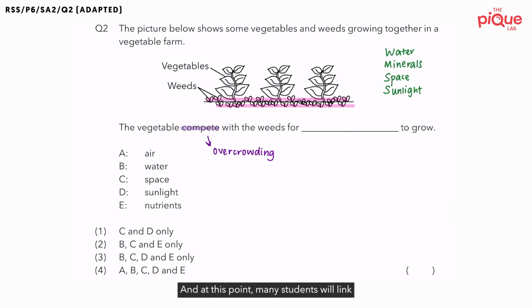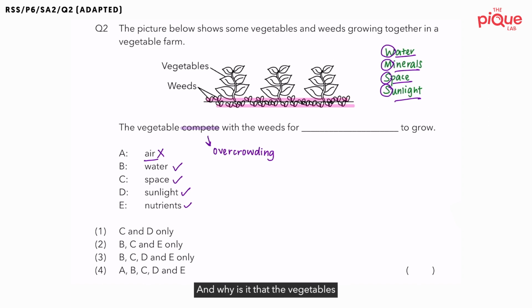And at this point, many students will link all these 4 resources, water, minerals, space, and sunlight, to the options. So for water, I would choose B. For minerals, another name for it is nutrients, I would choose E. For space, it would be C. And lastly, for sunlight, it would be D. So you notice that air is not one of the options that we would choose.